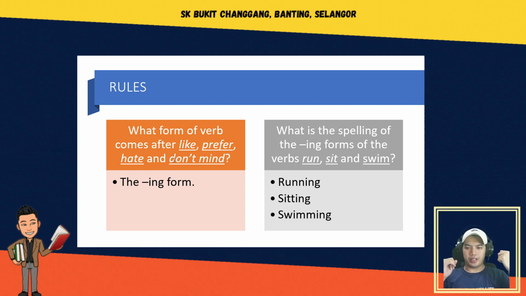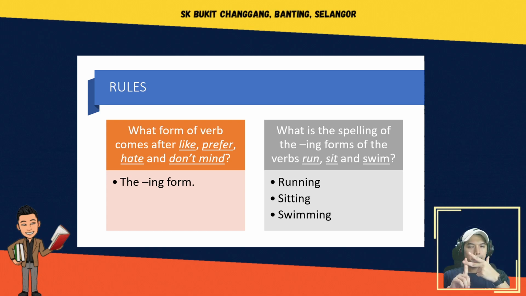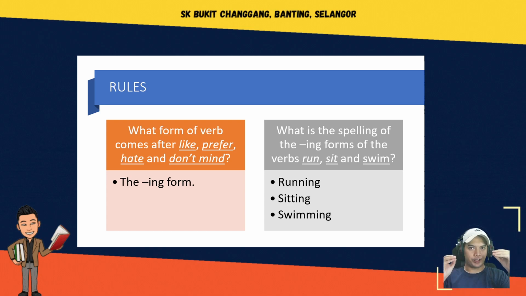What is the spelling of the ing forms of the verb? This one you need to add ing after the word. So the first one, run, becomes running. Number two, sit, becomes sitting. Swim becomes swimming. I hope you understand the first part. Very short, very easy, right?